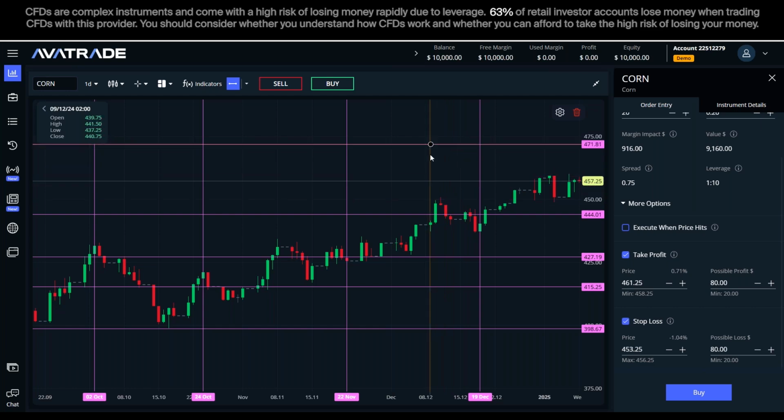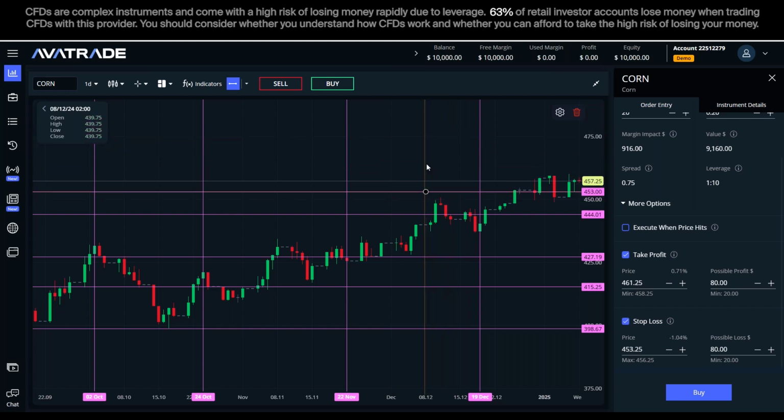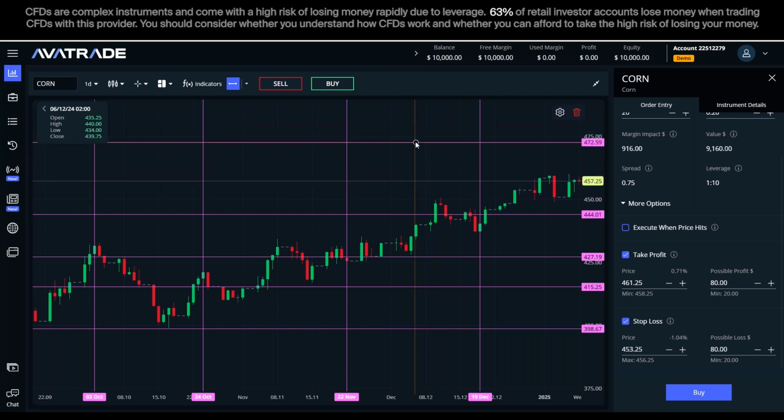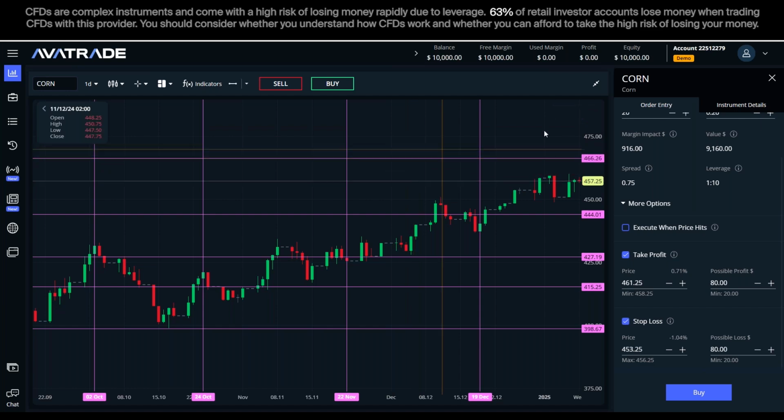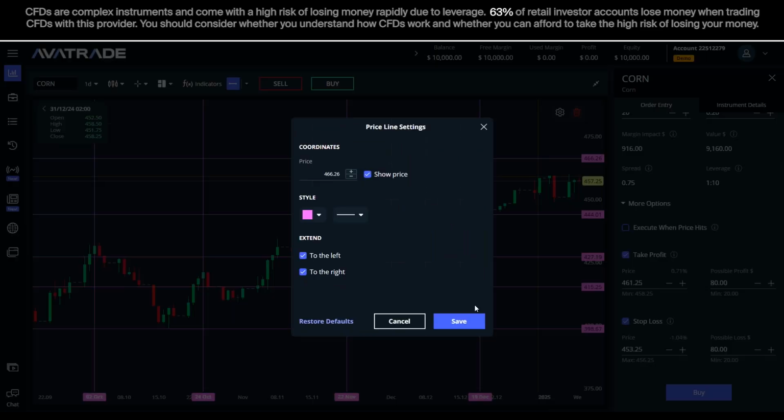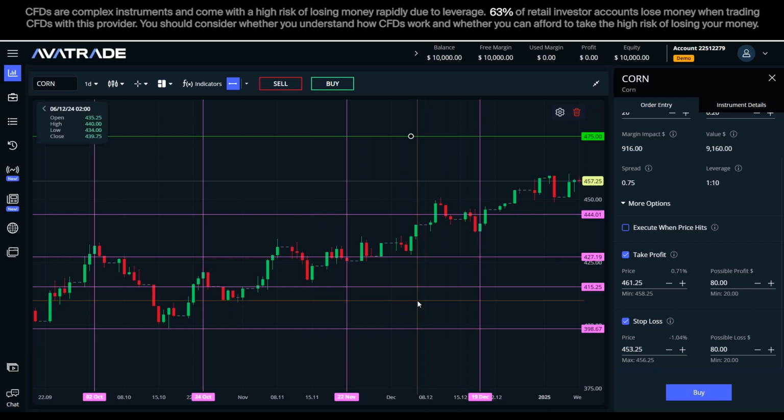Okay, if I don't want to drag the line manually and I want automatically a certain price, what I can do is click on the line, go to the coordinates through the white cogwheel here, change it to 475, and then if I want, maybe change the color as well. Then I have it.